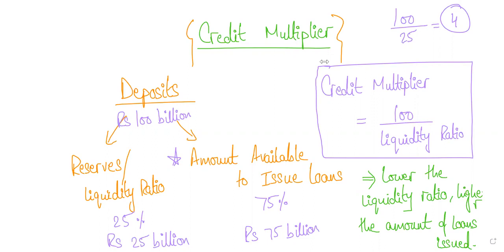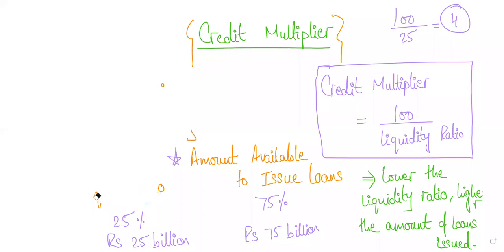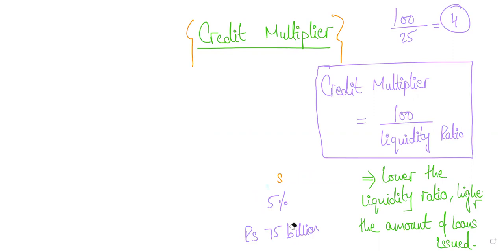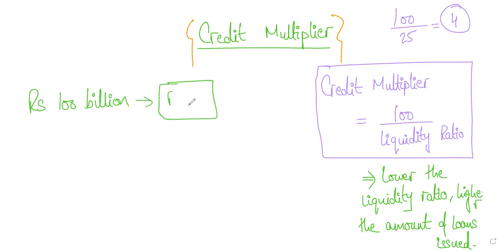Both are correct. Now students, here comes the main part. You would have a basic question which I would like to address before we move forward: how is that even possible? Against 100 billion rupees, in the recent example, how could this bank issue loans worth 300 billion rupees? Because this is the maximum amount.